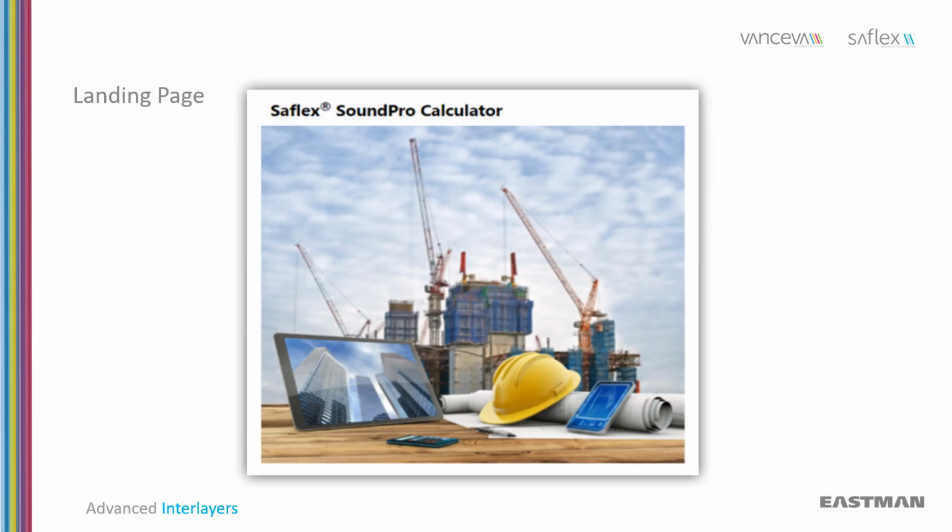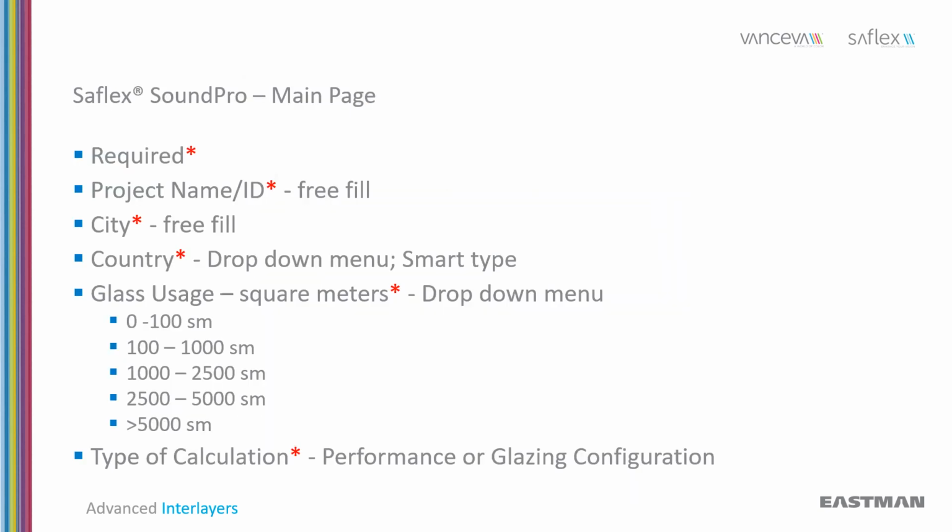Now let's look at the landing page. When you open the program, this is what you'll see. Once you open up SoundPro, you'll see a main page. There are required fields in this main page, and they're marked by a red asterisk. You need to put in a project name or an ID. This is a free fill field.